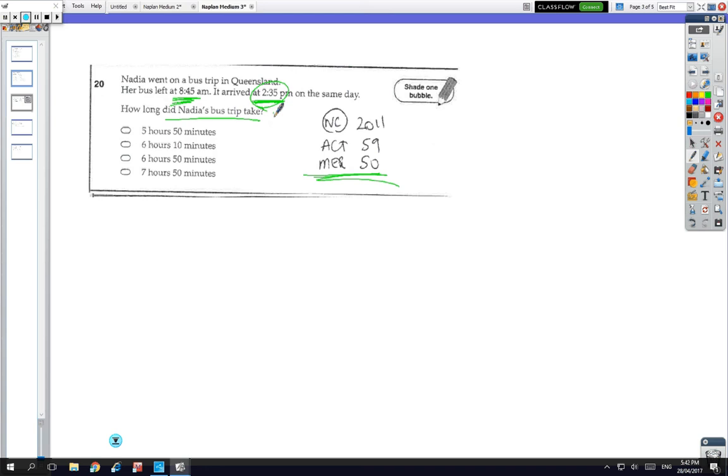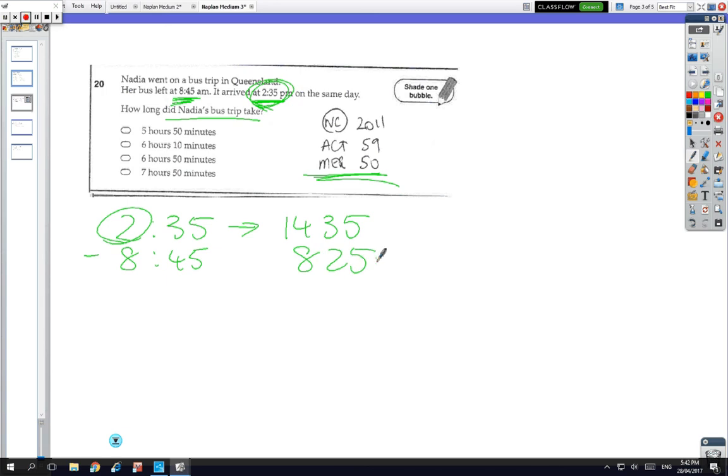Okay, so we've got the later time, 2:35, and we've got the earlier time, 8:45. Now, because you've gone over into the afternoon, what we have to do is convert these into 2400 hour times. So that's going to be 14:35 and 8:45, sorry, 8:45. Just rub that out. So now they're in 2400 hour times. But we've still got that same issue from the previous question. 35 minus 45 you can't do.